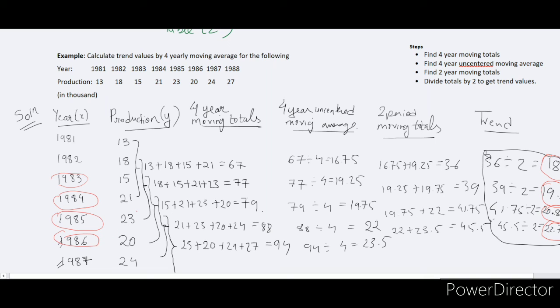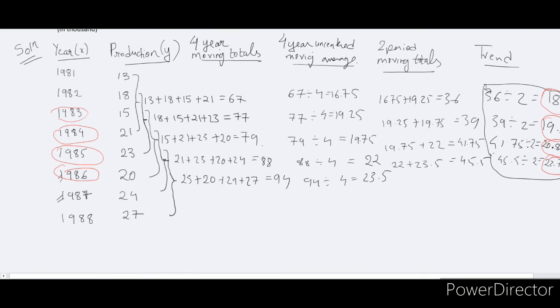So what you notice is that in the case of a 4-year moving average, the first 2 years and the last 2 years are left out. If it was a 6-year moving average, the first 3 years and the last 3 years will be left out. So if we're using a longer period of moving average, more years will be left out.